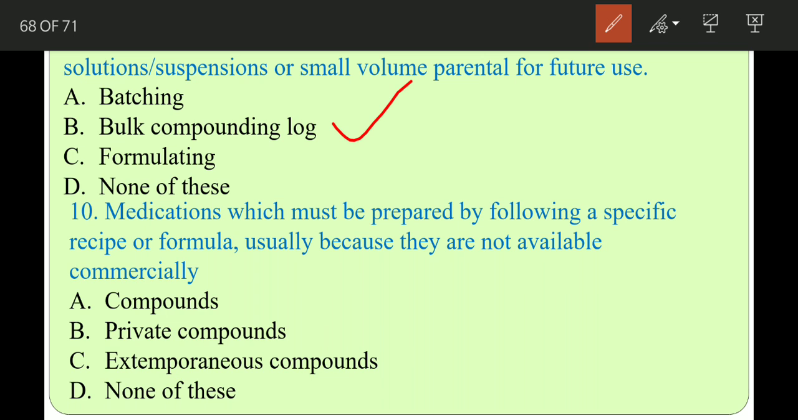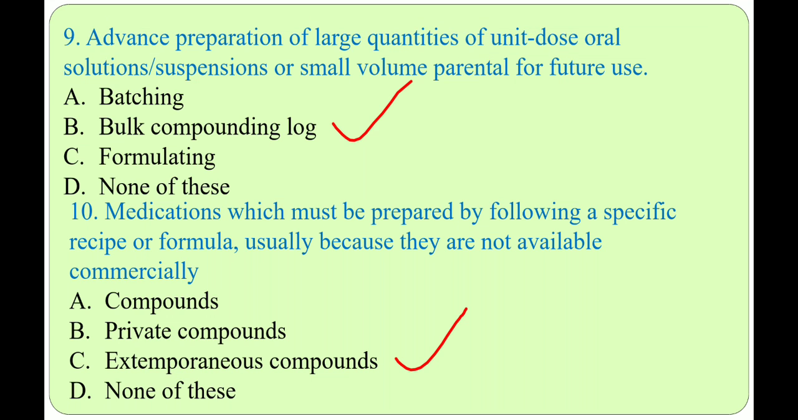Next question is, medication which must be prepared by following a specific recipe or formula, usually because they are not available commercially. So the options are A. Compounds, B. Private compounds, C. Extemporaneous compounds, or D. None of these. So the correct answer is C, that is extemporaneous compound. If the preparation is not available, according to the patient's need you have to formulate the formulation. So that is called extemporaneous preparations.